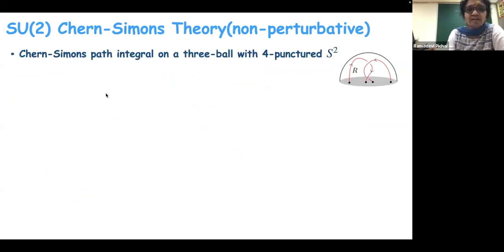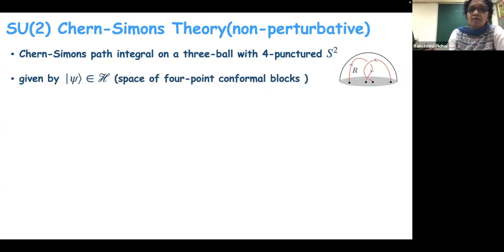So this is what I've explained here: the Chern-Simons path integral on a 3-ball with a 4-punctured S2 boundary. This I'm quoting from Witten's work in 1989, where you can look at a conformal field theory on that 2-dimensional space. Because it has 4 punctures, you can associate a state which belongs to that conformal field theory, specifically the Wess-Zumino conformal field theory at level K. Because it's 4 punctures, it's a 4-point conformal block. So you can write the Chern-Simons functional integral on the upper ball with the 4-punctured boundary as a state psi which belongs to a Hilbert space.